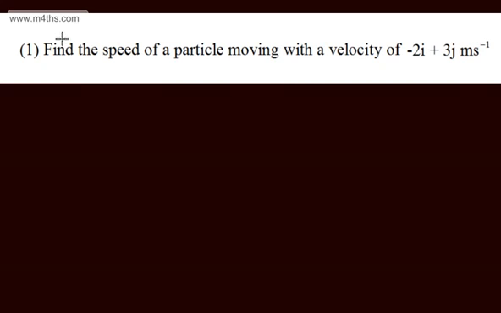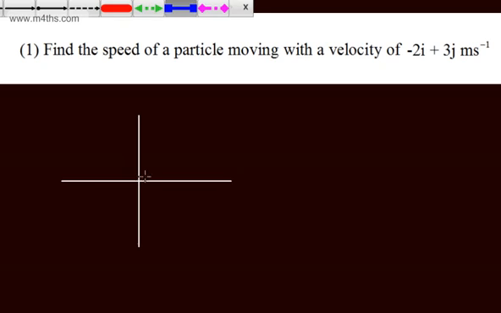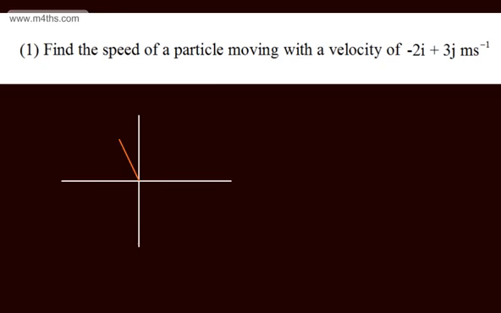In this one we're asked to find the speed of a particle moving with a velocity of -2i + 3j meters per second. If we consider what this looks like, if we took this from the origin, we're going to have -2, 3. So we're going to come somewhere up this direction. What we're looking for then is the absolute value, the modulus. We're interested in the length of this.